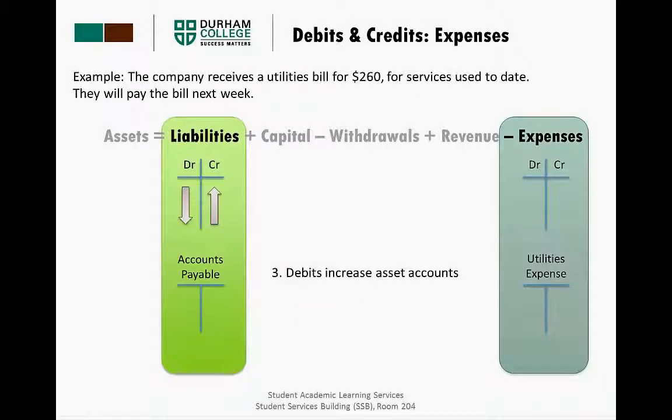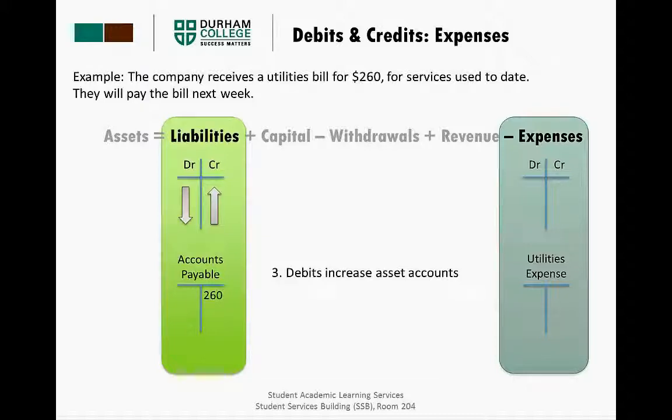In this example, the company receives a utility bill for $260 for services used to date. They will pay the bill next week. Note that no assets, things the company owns, are affected by this transaction. This transaction takes place only on the right side of the accounting equation. The company has used the utilities that they are being billed for. When a company uses something in the process of doing work, it must be recorded as an expense. It is common to include what was used as part of the name of the expense account, so we will use utilities expense as one of the accounts in this transaction.